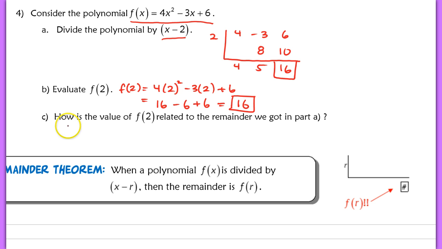So the big question is, how is the value of f of 2 related to the remainder we got in part A? Well, clearly they are the same.